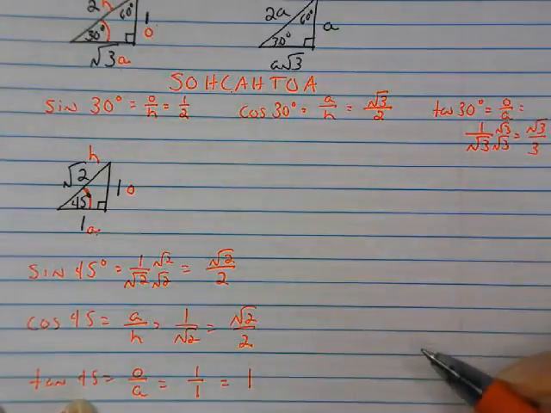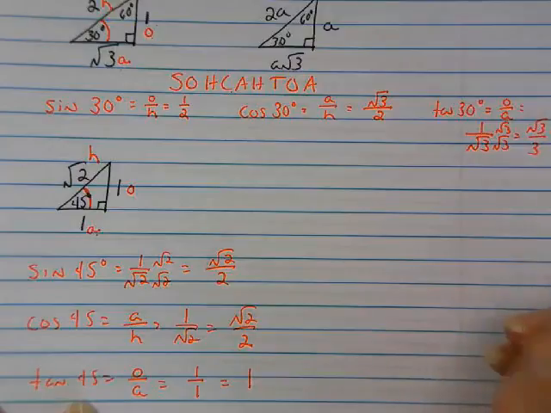The last one I want to focus on is the 60 degree. So we're going to go back to that 30, 60, 90 triangle.